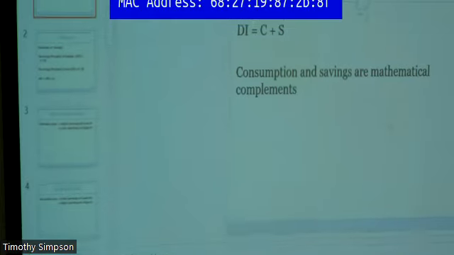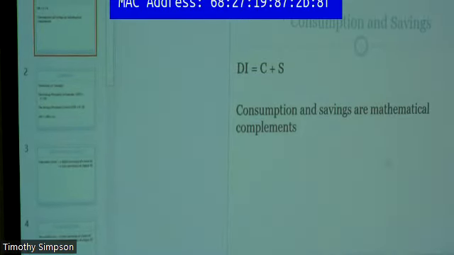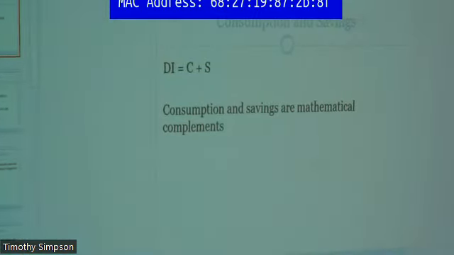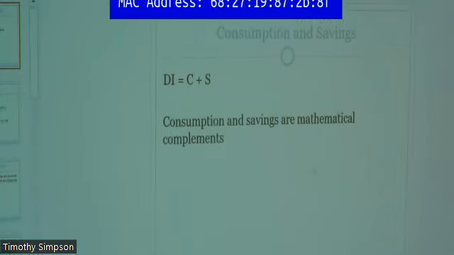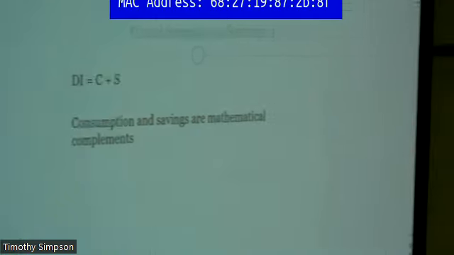First of all, what we've got is this. We've got two functions that are complementary to one another, and that's the consumption function and the savings function. So they're mathematical complements. And let's talk a bit about how we get to that, okay? This is an important thing for us to discuss.